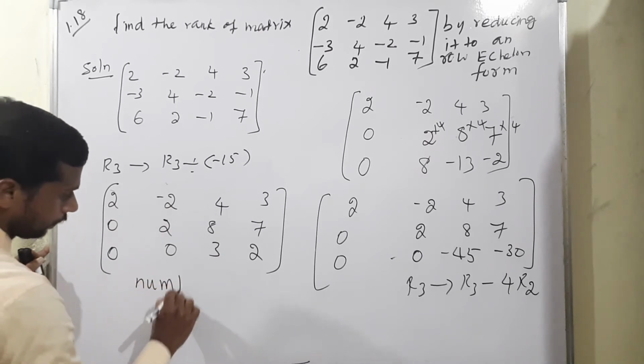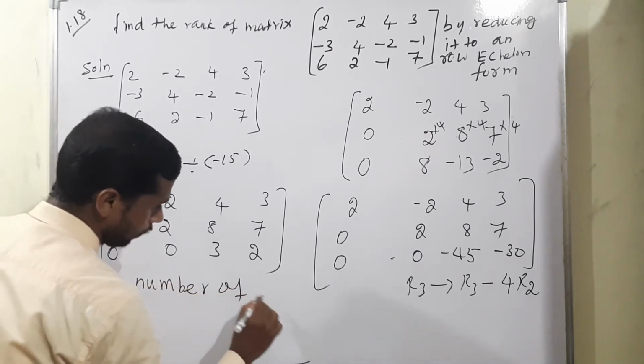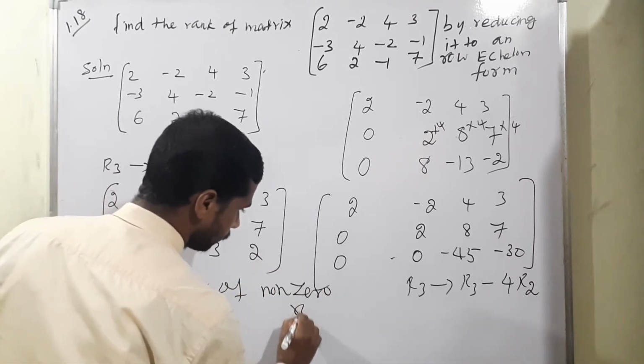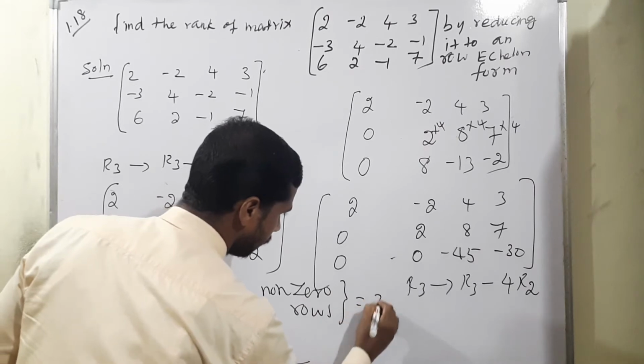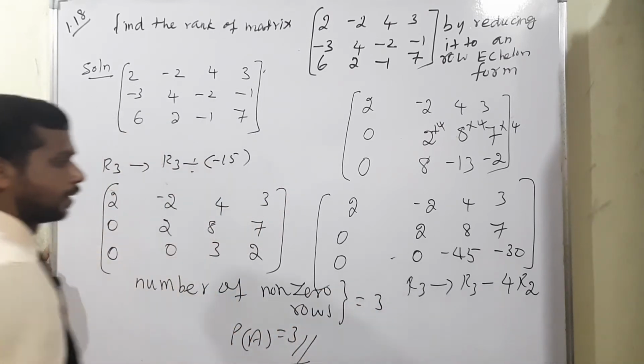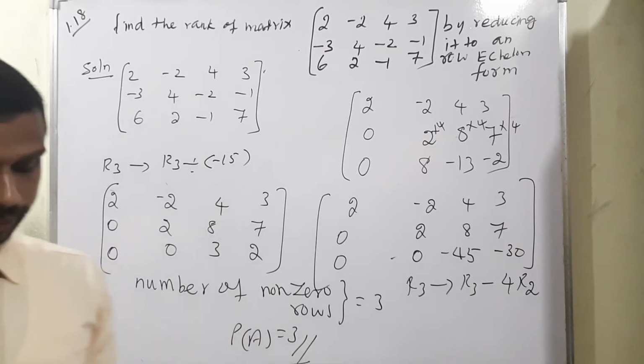Number of non-zero rows is equal to 3, which means the rank of A also will be 3. This is our answer, okay. I will continue with the next example.